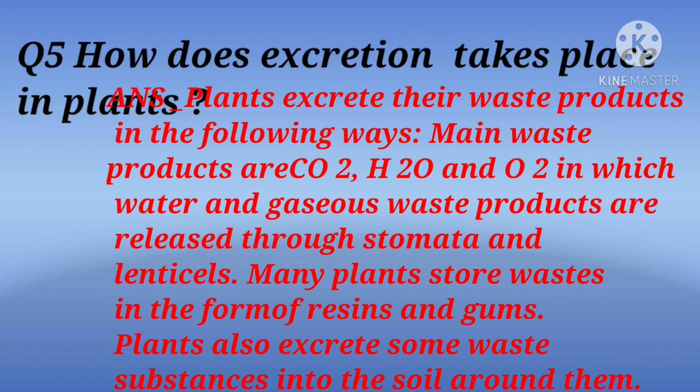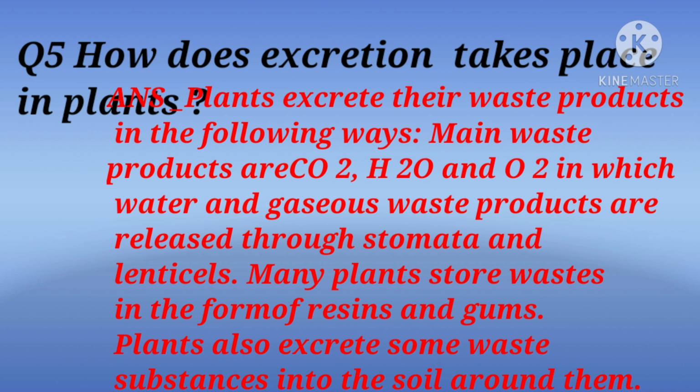Now the next question, number 5: how does excretion take place in plants? Actually, in plants there is no excretory system like in animals, although some waste is removed from the plants by different parts. So let's see. Plants excrete their waste products in the following ways. Main waste products are carbon dioxide, water and oxygen, in which water and gaseous waste products are released through stomata and lenticels. Lenticels are mainly present in stems.